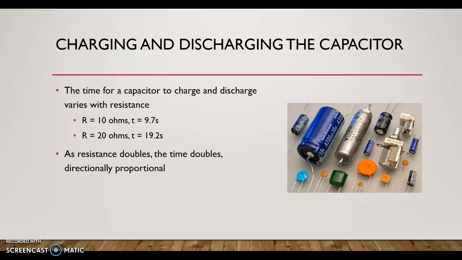For charging and discharging the capacitor, the time it takes varies with the resistance. For example, with 10 ohms, it took about 9.7 seconds to charge. And for 20 ohms, it took about 19.2 seconds to charge and discharge. As the resistance doubles, the time doubles, and this means that it is directly proportional.